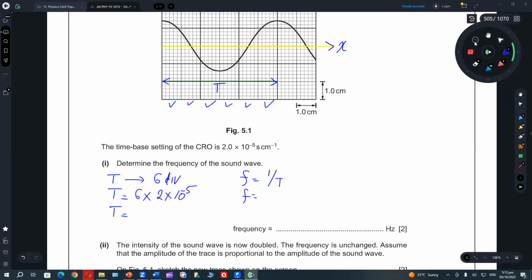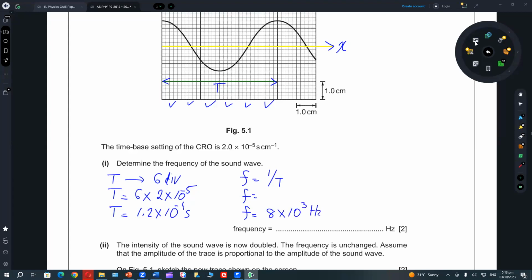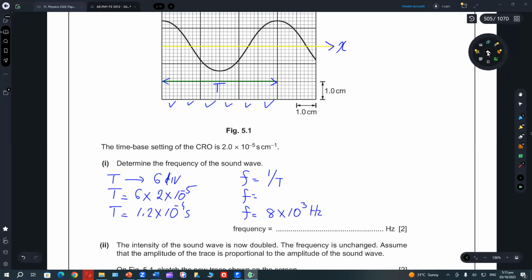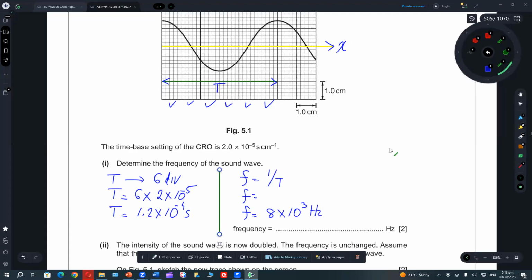The time period will be 1.2 times 10 to the power minus 4. And then the frequency is 8,000, so 8 times 10 to the power 3. So we got the frequency, and this is a mixed question.